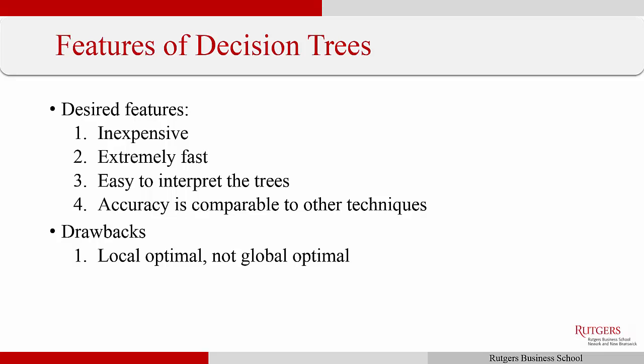Basically, the decision tree uses a greedy approach. It only achieves the local optimal, but not the global optimal. But some of the decision tree algorithms are trying to get the global optimal now.